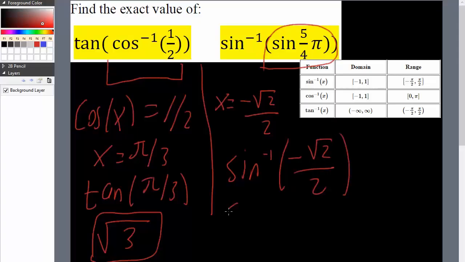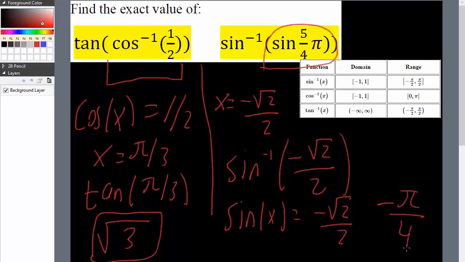And so this here we would write sin(x) = negative square root of 2 divided by 2. So what value of x, which is between negative π/2 and π/2, would we get negative square root of 2 divided by 2? And that will simply be negative π/4. And that's all we need to do.